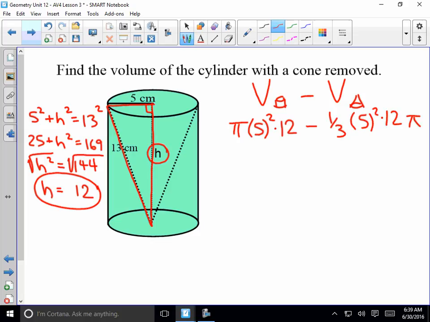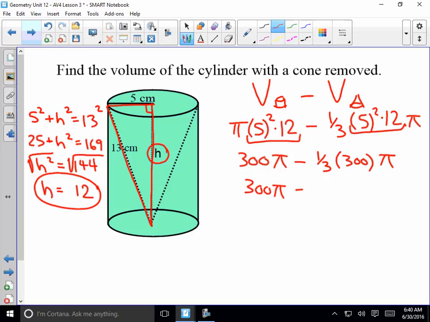Okay, so we've got our two formulas set up here, and what we have to do is go through and simplify. So we've got 5 squared is 25. 25 times 12 is 300 pi for the volume of the cylinder, minus 1/3 of 300, because if you notice, this is the same pi. So we have 300 pi minus 1/3 of 300, or 100 pi.